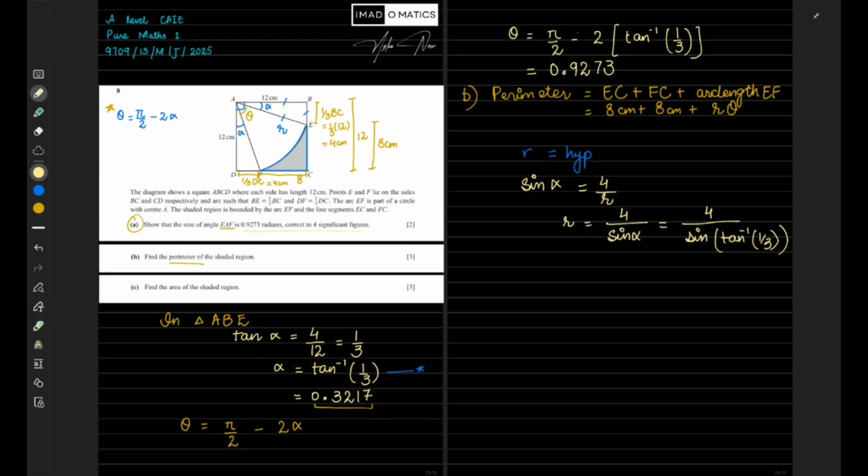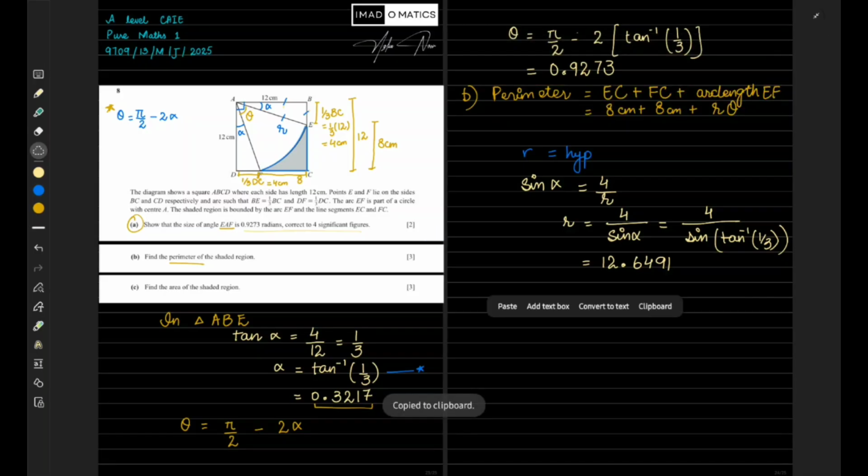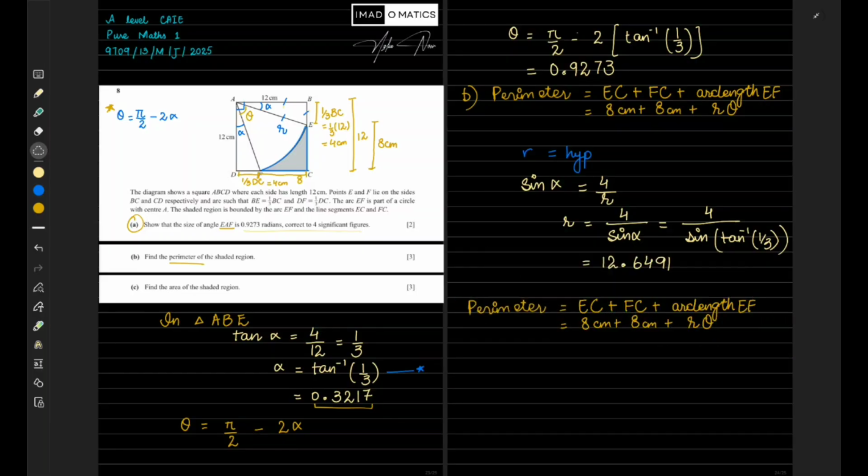Okay, so r comes out to be 12.6491. Now we can substitute r and theta in the above expression, which you can copy again. So we will be getting r and theta. So plus r is 12.6491 and theta. Now I am taking the value of theta because we just have to use the lengths, because we just have to find the length.